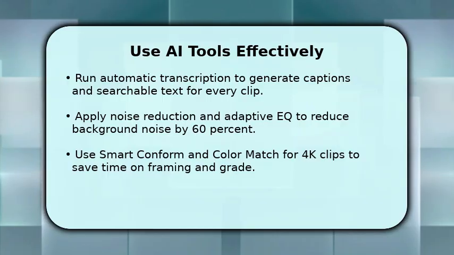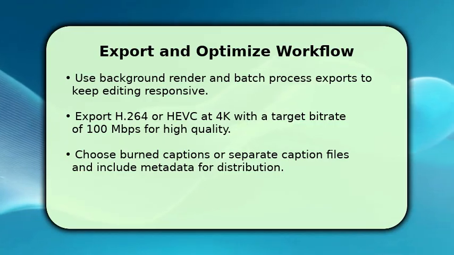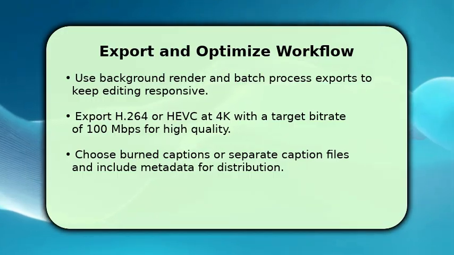When ready, choose H.264 or HEVC export at 4K with a target bitrate near 100 Mbps for high-quality masters. Select whether to burn captions into the video or export separate caption files for platforms.